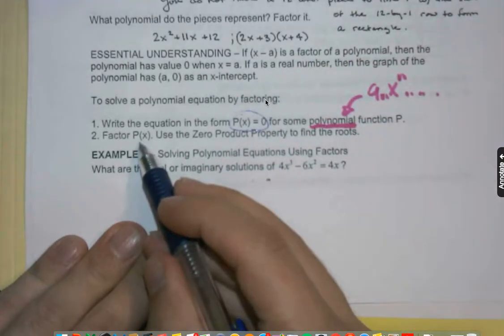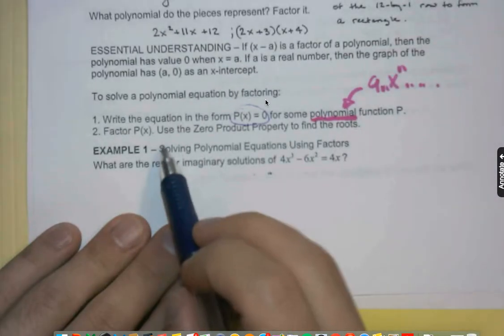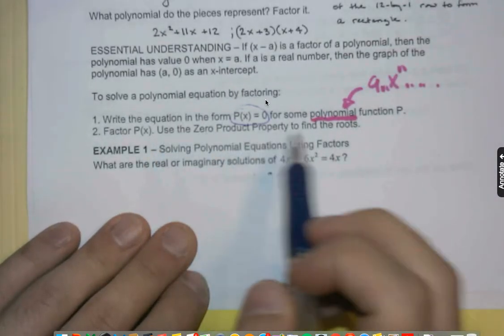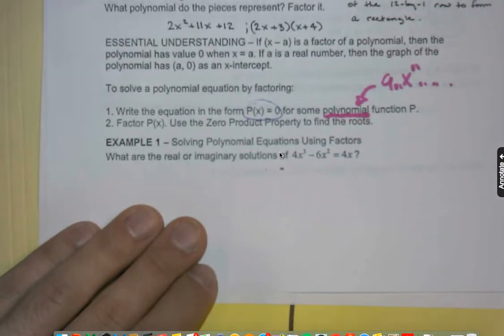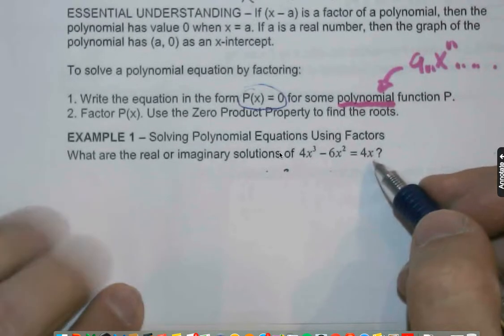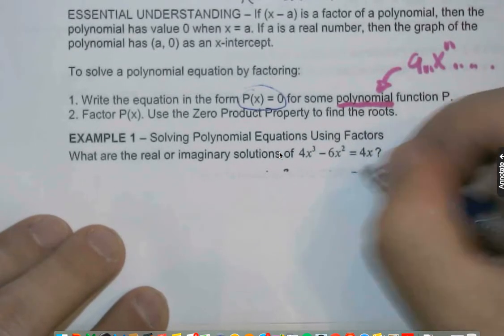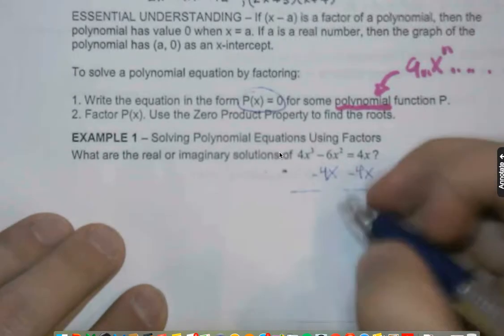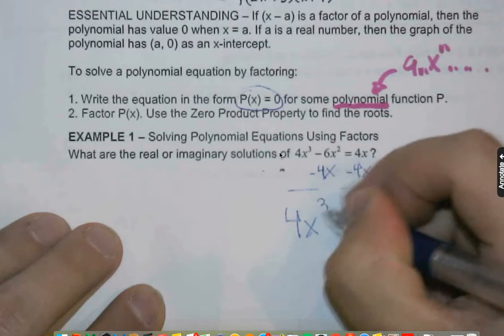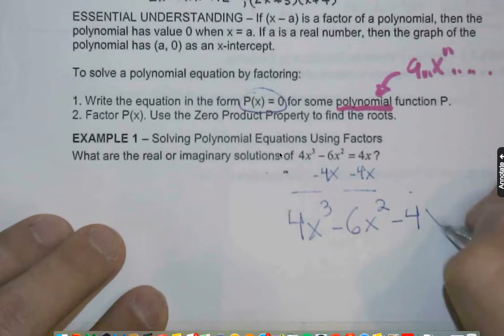We then factor, doing whatever we can to isolate or rewrite the expression, the polynomial, and then apply the zero product property to find the roots, or the answers, if you will. So for this problem seen here, we have 4x cubed minus 6x squared equals 4x. Let's first go ahead and solve and get all the terms on the right side. So let's get rid of 4x here, 4x here. If we do that, that leaves us with 4x cubed, still minus 6x squared, but now minus 4x. This still equals 0.